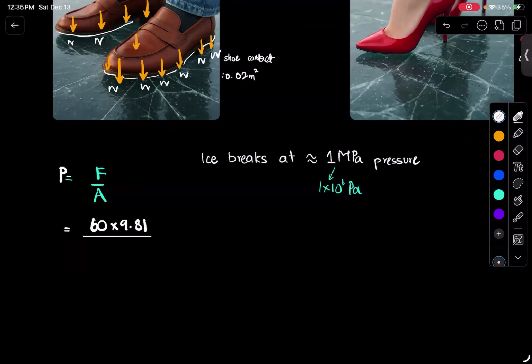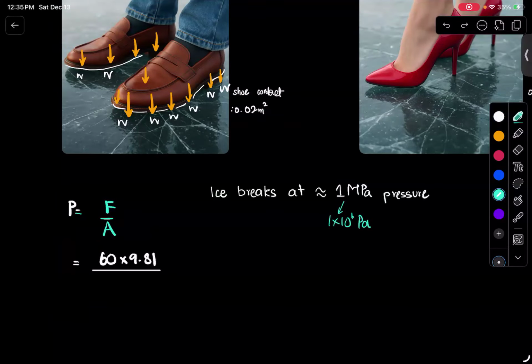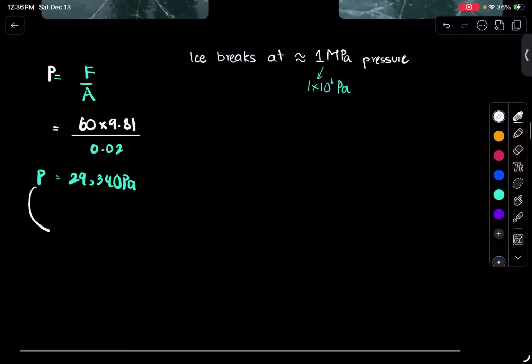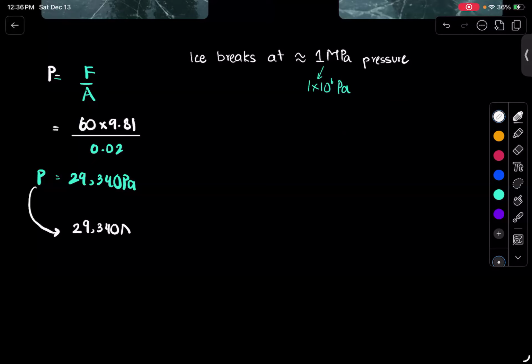What is the area? Now the contact area between the shoe and the ice is 0.02 meters squared. Let's check what that is. So 60 times 9.81 divided by 0.02. That means the pressure is equal to 29,340 pascals. Now, what does this number really mean? That means that you are applying, on average, 29,340 newtons of force per unit area.